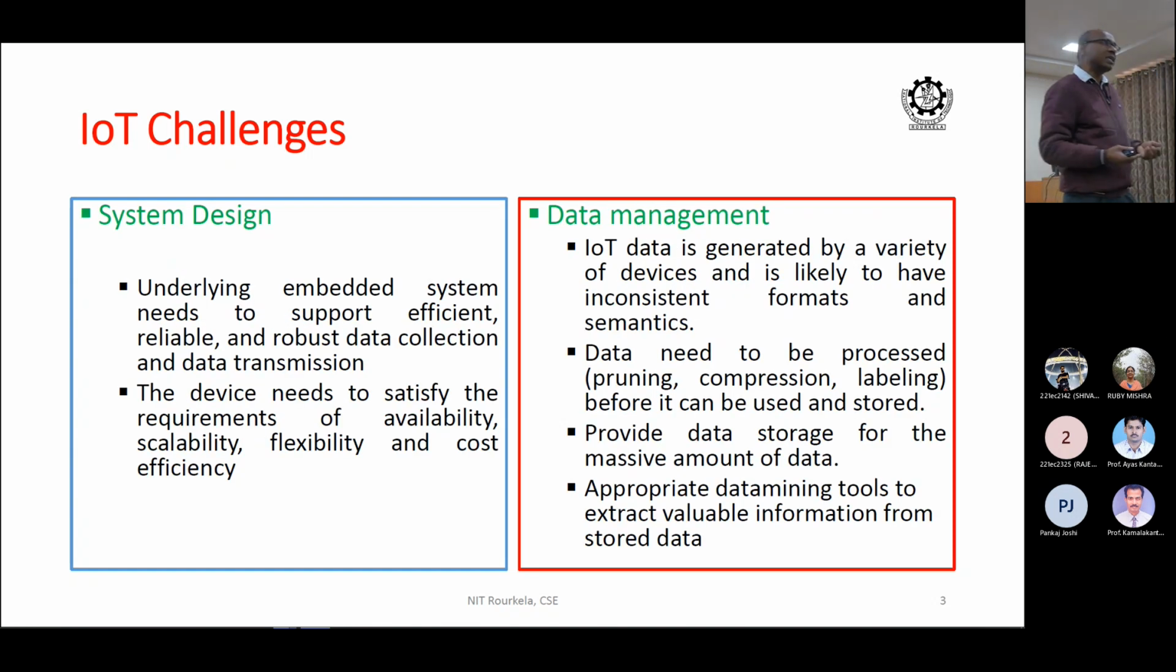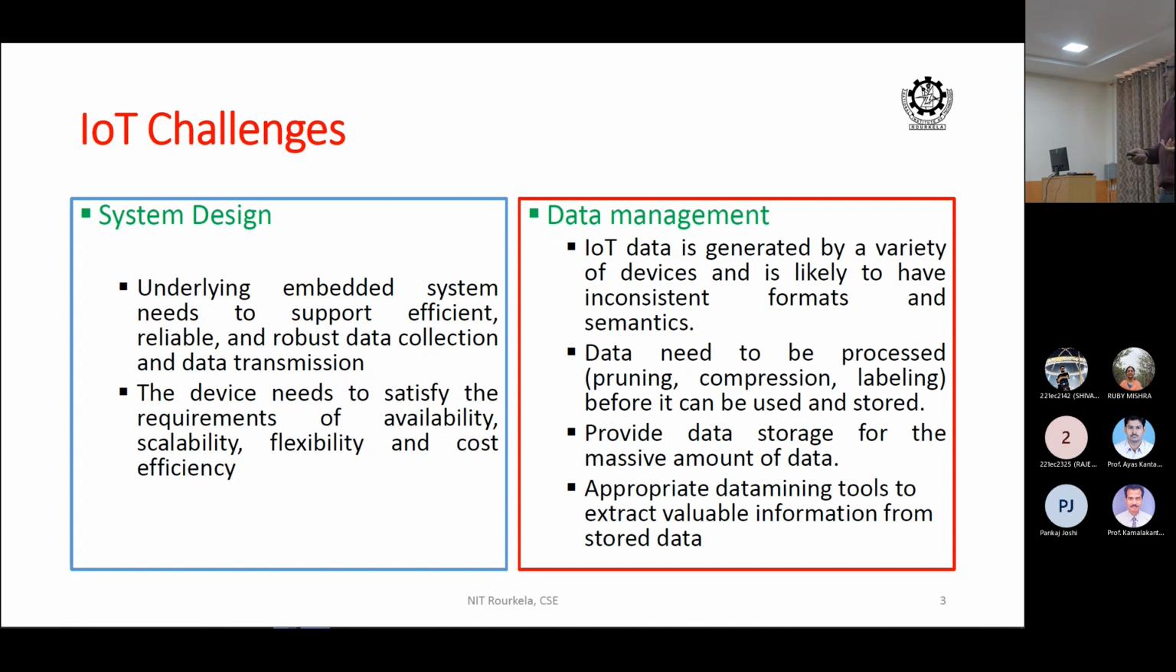So when we talk about the system design, we can look at the IoT system itself or the device itself. Let's look at it from the device perspective. From the device perspective, the underlying embedded system or any device that you have needs to support efficient, reliable, robust data collection and data transmission. That means for any device, the data that you collect must be a reliable one. And when you transmit it, there can be data loss, and there is a possibility that somebody can tamper with the data. So how do you protect against tampering and data loss?